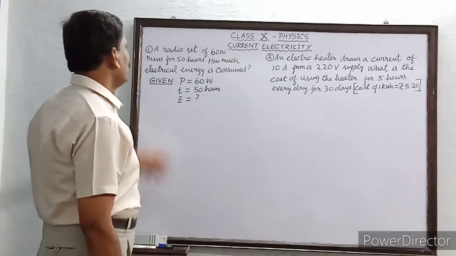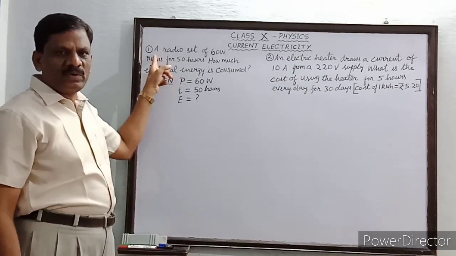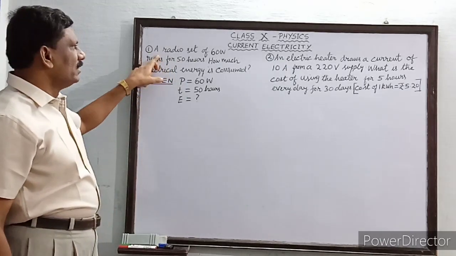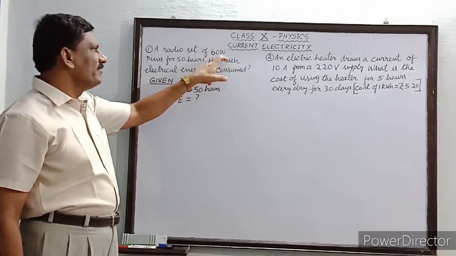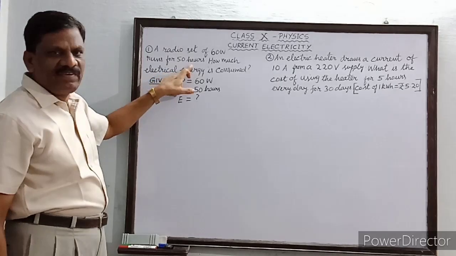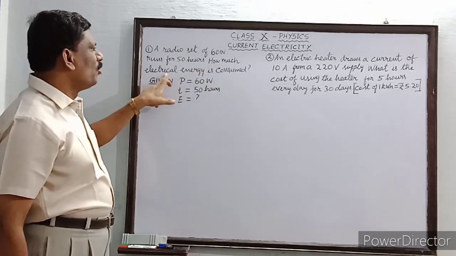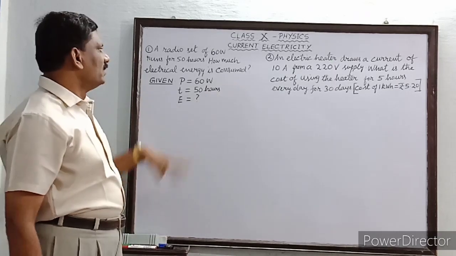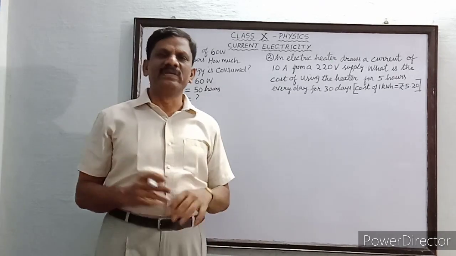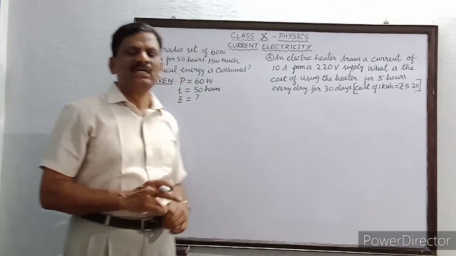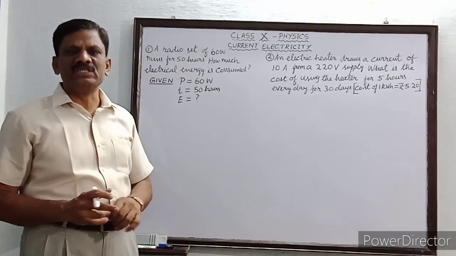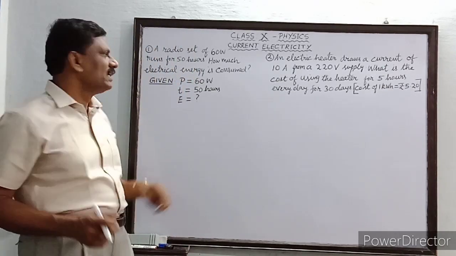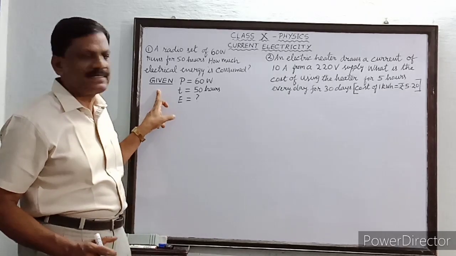The first problem which we are going to solve today, I will read out. A radio set of 60 watt runs for 50 hours. How much electrical energy is consumed? In any problem, as I have taught you in the previous sessions also, whatever the given information is should be listed first. So I have written the given quantities.